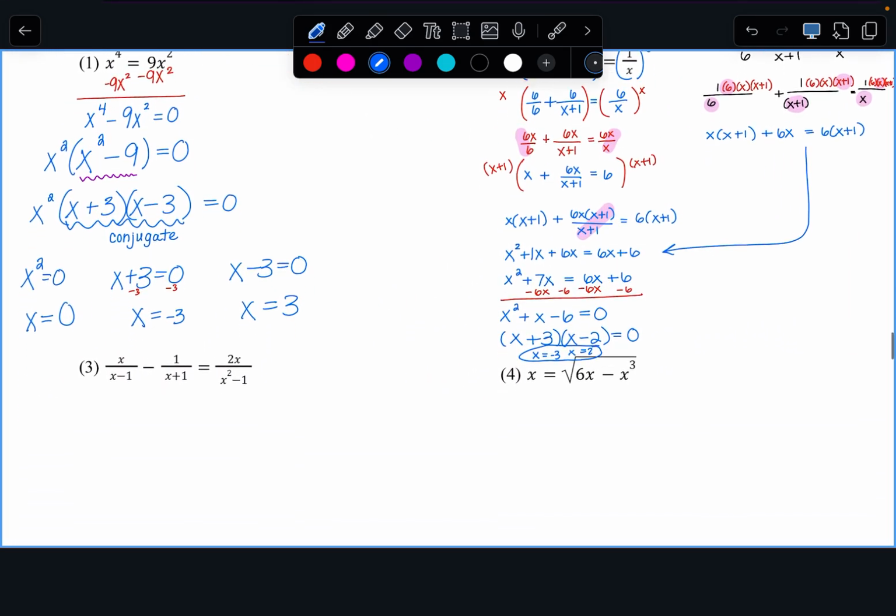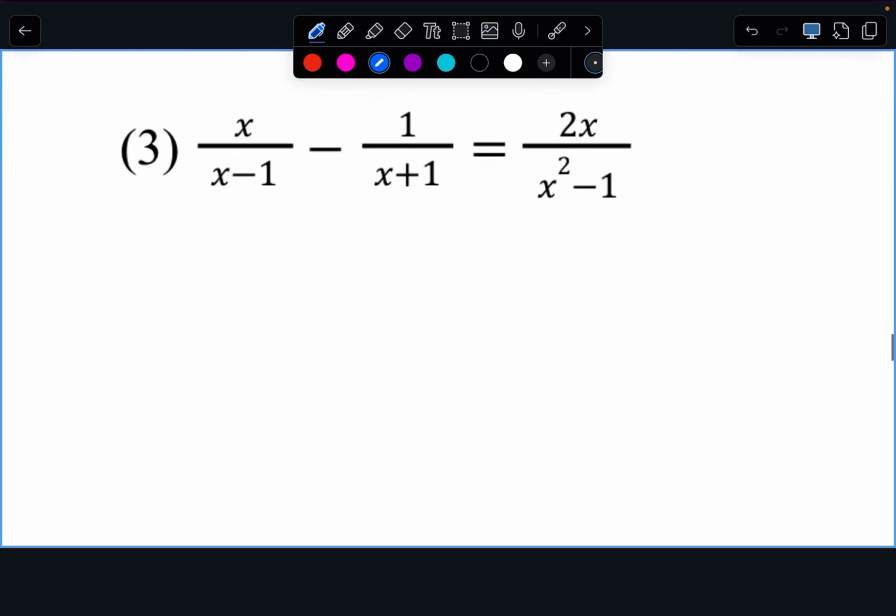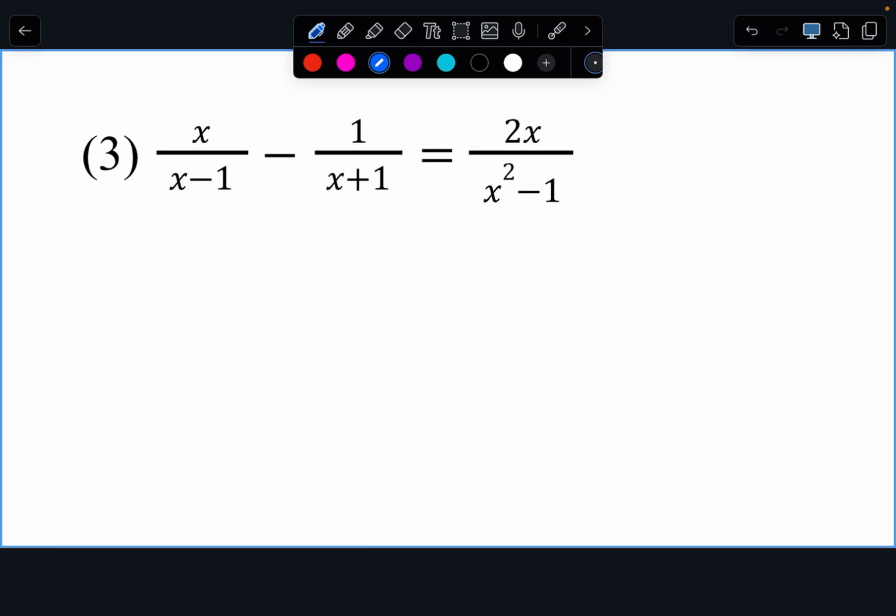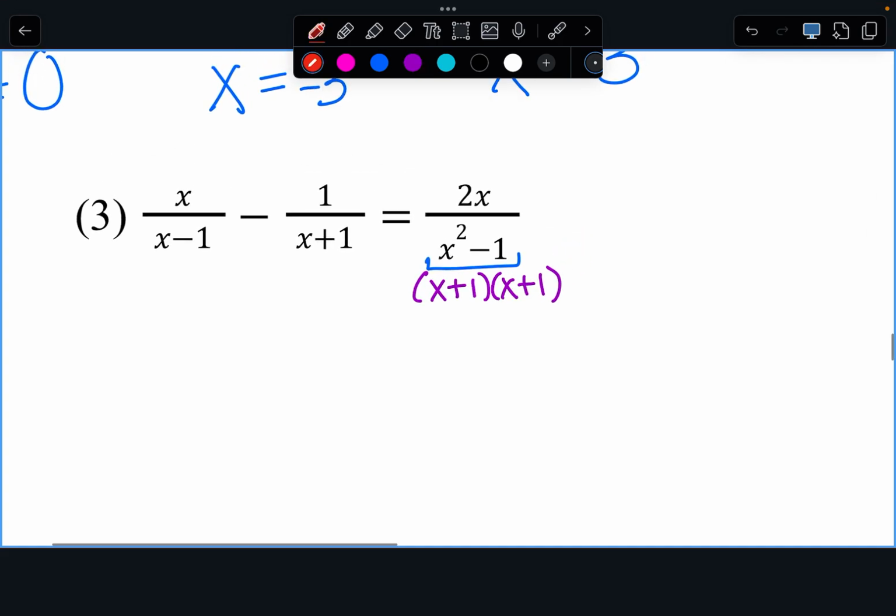Okay? So, for number 3, we have fractions again. But this particular fraction can be factored. This breaks into x plus 1 and x minus 1. We already have that too. And we already have that. So our common denominator here is actually going to be x plus 1, x minus 1. Sorry, I definitely said minus, but wrote plus.